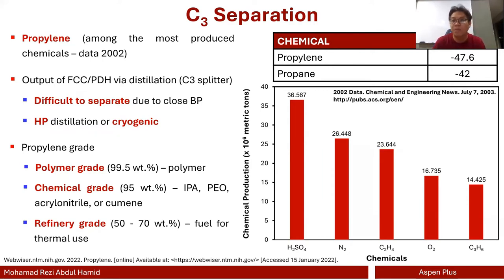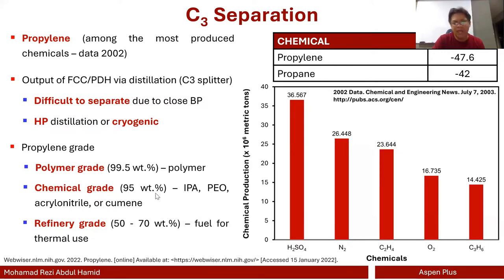For example, polypropylene, which is often used to make containers, plastic bottles, as well as textiles. Normally, your textiles, like carpets or rugs, are made out of this polypropylene fiber. And then if we go to a slightly lower purity, we have chemical grade propylene.